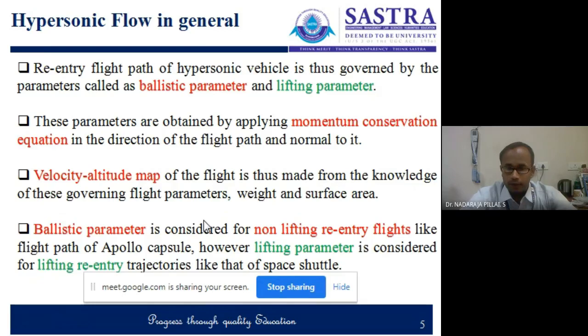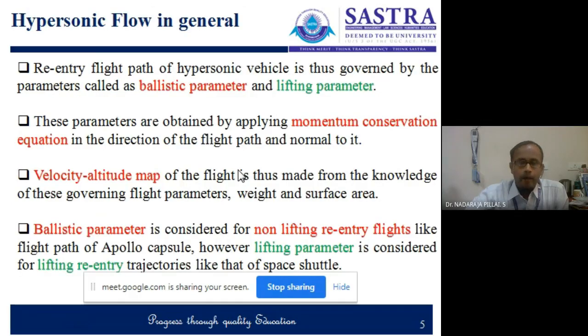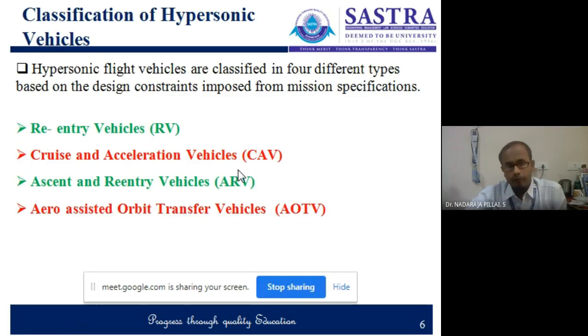Now, two things: ballistic parameter and lifting parameter. The ballistic parameter we consider for a non-lifting re-entry flight path, such as the Apollo capsule and so on. Similarly, the lifting parameter we consider for trajectories like the space shuttle. So, based on these particular missions, we can now characterize or classify the hypersonic vehicle.